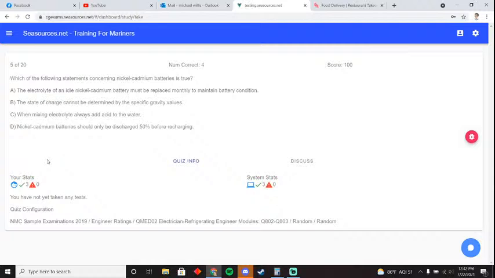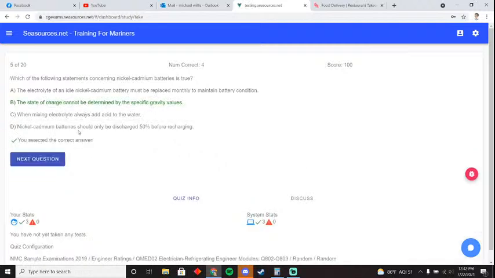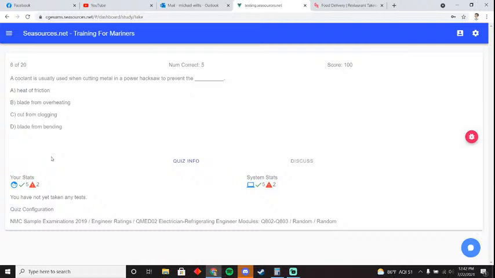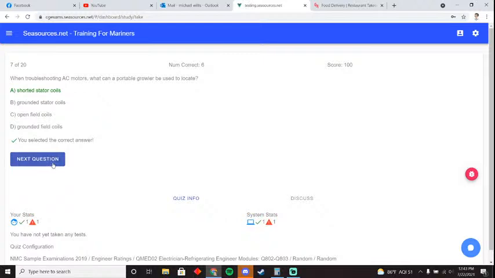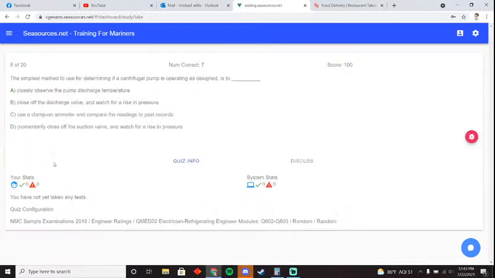Which of the following statements concerning nickel-cadmium batteries is true? See, we got this question again. You can't use specific gravity to tell you how the charge is. A coolant is usually used... Yep, see, we already had that question again. When troubleshooting AC alternating current motors, what can a portable growler be used to locate? Shorted stator coils. That's generators.